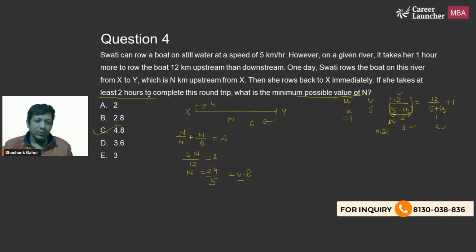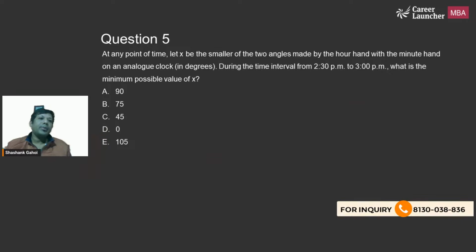So let's move on to the next one. At any point of time, let x be the smaller of the two angles made by the hour hand and minute hand in an analog clock. Okay, during the time interval between 2:30 and 3, what is the minimum possible value of x?